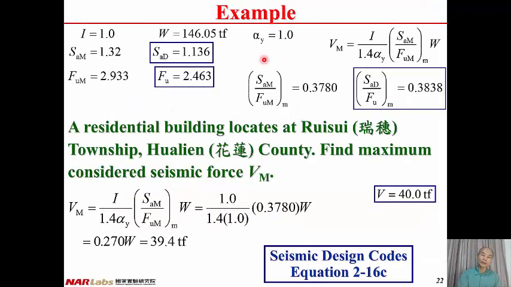And then we go back to the example. So far we have I, importance factor, W, total weight of the structure, alpha Y, first yielding amplification factor, SAM, maximum considered spectral acceleration, FUM, maximum considered seismic force reduction factor due to ductility, and the modification of SAM divided by FUM equal to 0.3780. Then the question is to find the maximum considered seismic force VM.